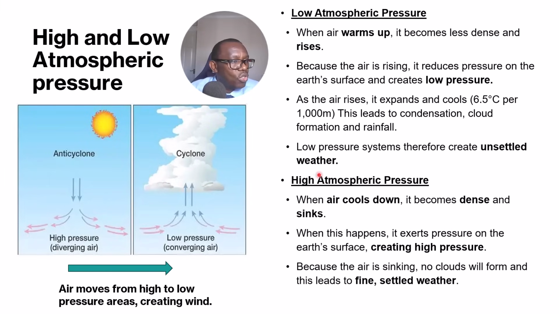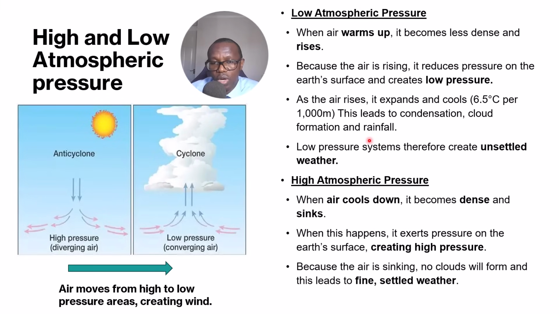Okay, then moving on to high atmospheric pressure. This happens when air sinks, and the air sinks because it has cooled down in the upper levels of the atmosphere. As it sinks, it exerts pressure on the Earth's surface. That is what we are referring to here as high pressure, and that normally gives us fine settled weather because there is no condensation, obviously, and no formation of clouds.